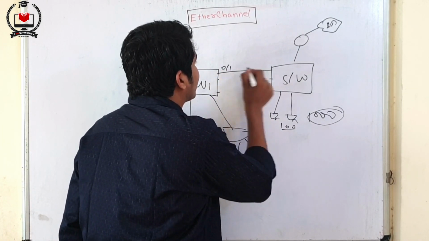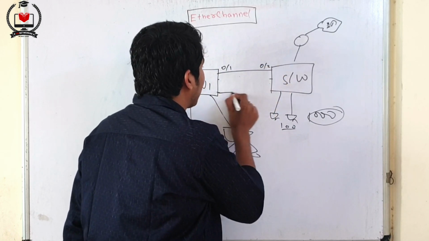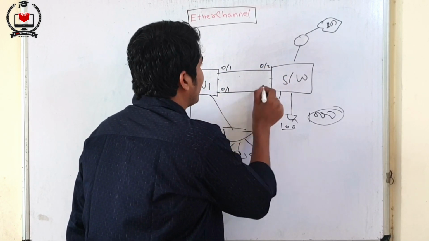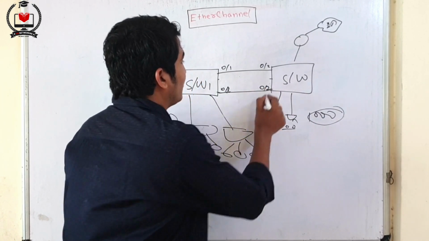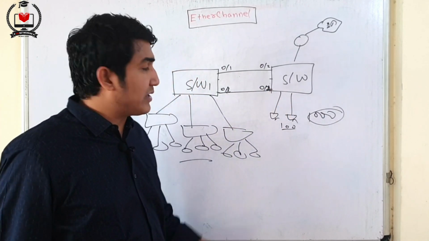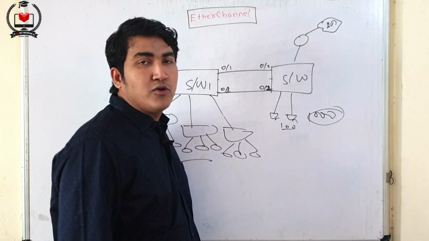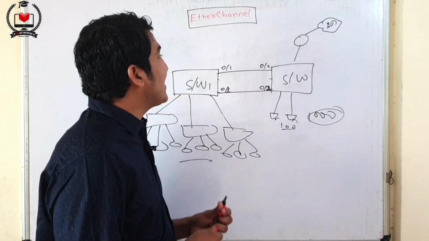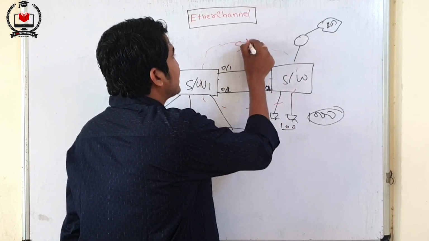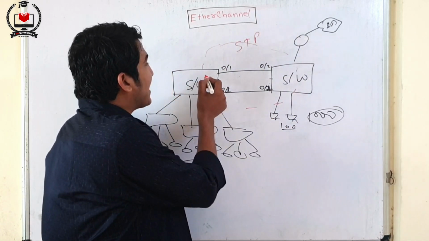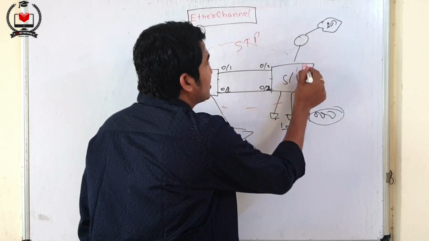This is suppose F0/1, this is F0/2. Here I have connected one more link, 0/1 and 0/2 and 0/1. This is 0/1. Fine. Now what STP will do, as you know, by default a spanning tree protocol is running over here, right? On this switches STP is running. So suppose MAC address of this switch is 0A, MAC address of this switch is 0B.